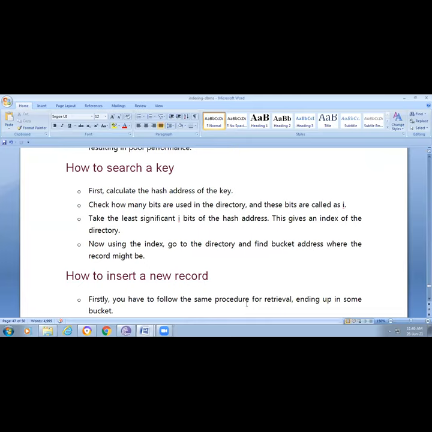Here we are using a directory also. In that directory, we are maintaining the index. So that's why, in the case of dynamic hashing, it will be increased according to the requirement.